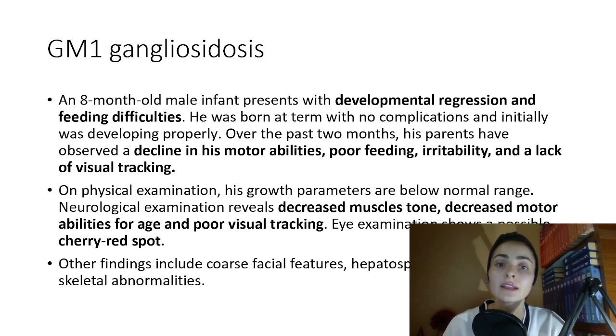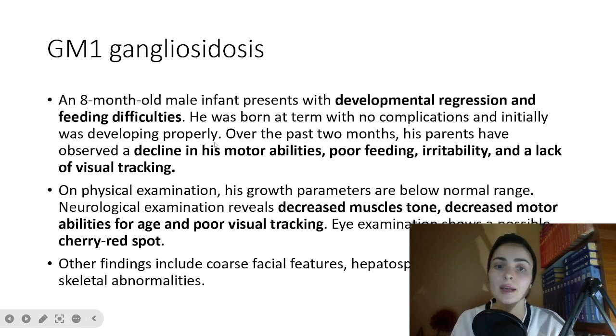He has a decline in his motor abilities, so probably no ability to sit up, no ability to crawl, poor feeding, which also means muscle weakness, because eating needs muscles for a little bit of chewing, muscles for swallowing, irritability, and lack of visual tracking. Lack of visual tracking indicates vision problems, and that's why this baby does not look at something with interest and does not track objects, because probably he lost the vision.